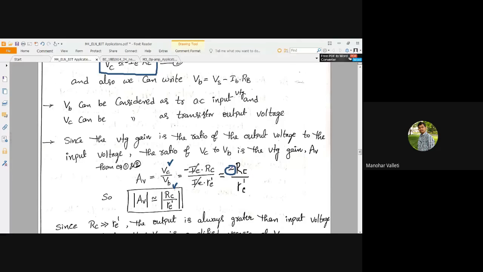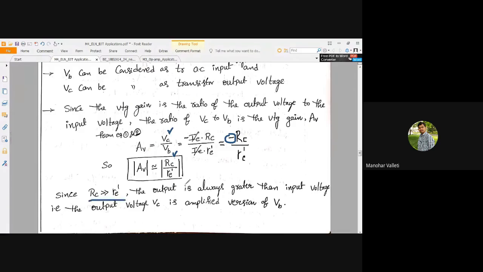Please note the gain itself will not be a negative quantity. The magnitude of gain here is RC by RE dash. As RE dash is very small, because this is the forward resistance, and RC is much greater than RE dash, we will get a gain of more than one. So some amplification is happening in the circuit. So this is about the voltage amplifier.